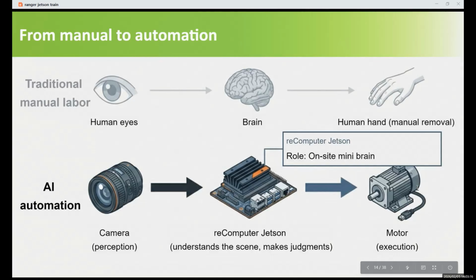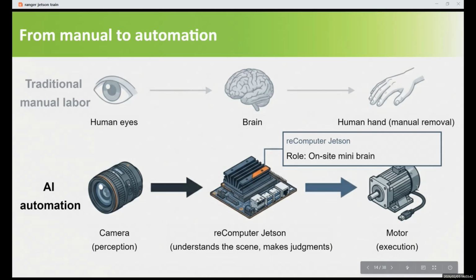First, let's discuss the role of reComputer Jetson in the system. Early defect detection systems typically require human intervention to interrupt and execute tasks. For instance, in industrial scenarios, workers had to manually examine whether products met specifications and remove non-conforming units. In the AI era, however, this entire process can now be automated.